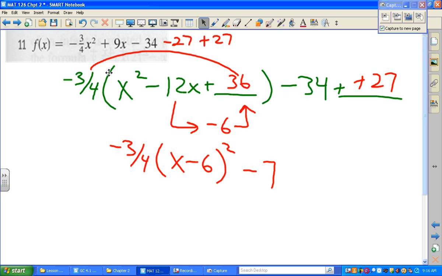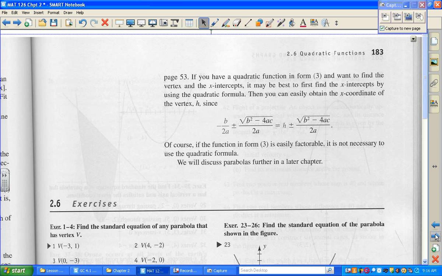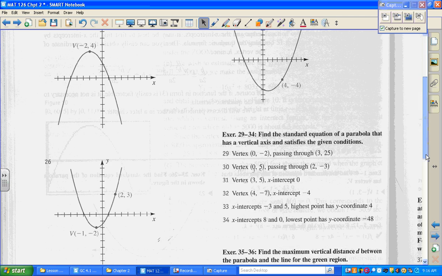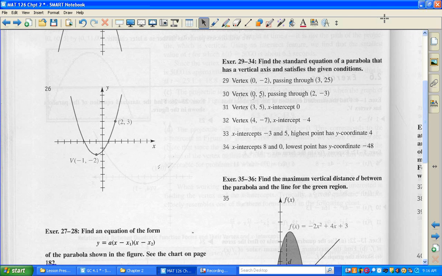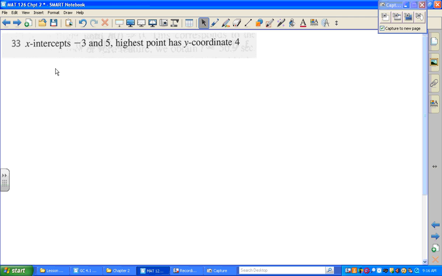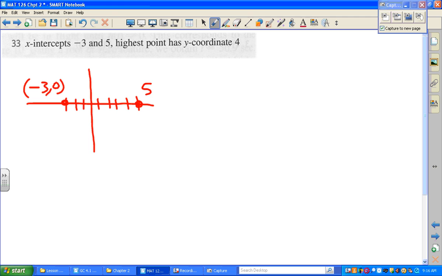Which one? 33? Yeah, this one gives you the x-intercept. Oh, we already did 33. I was going over how to do it. Okay, why don't you do it again? All right, 33. The x-intercepts are negative 3 and 5. That means it crosses the x-axis at negative 3 and 5. Close, close. And again, you write it as negative 3, 0, and 5, 0.